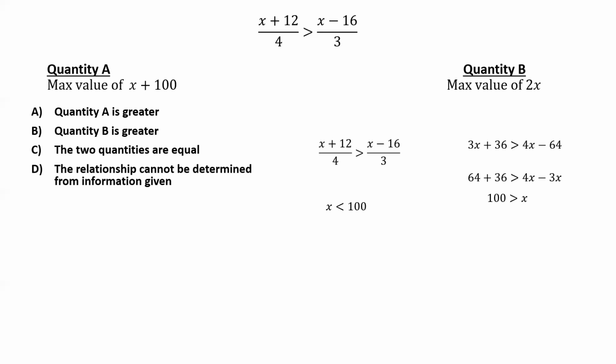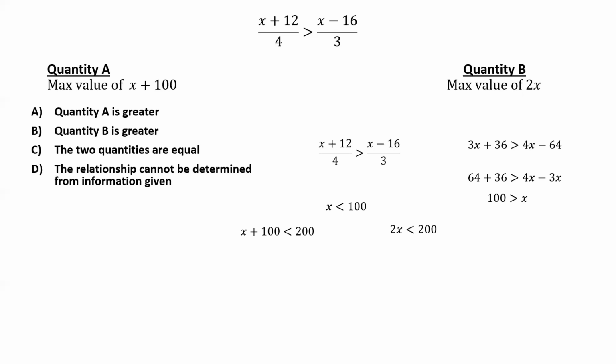So now, if I try to replicate the quantity A, I basically add 100 to both sides of the inequality, and I get x plus 100 is less than 200. And if I want to replicate quantity B, I basically multiply both sides by 2, and I get 2x is less than 200.